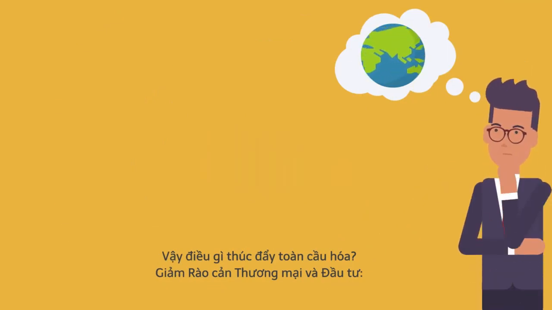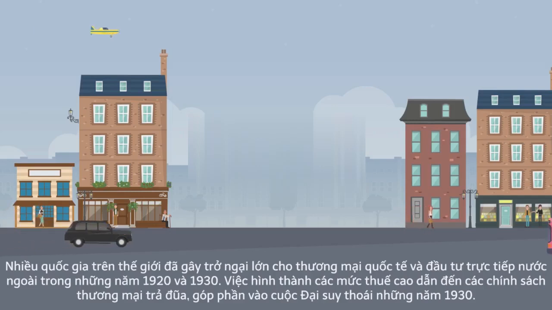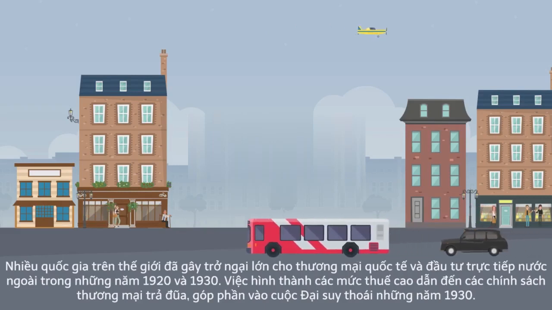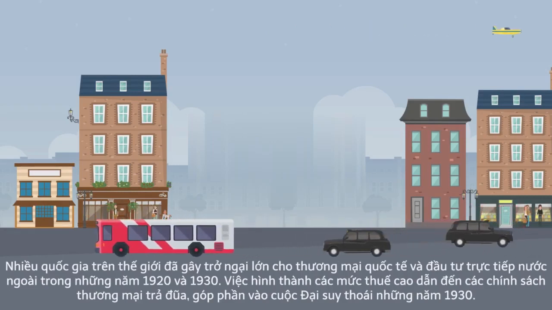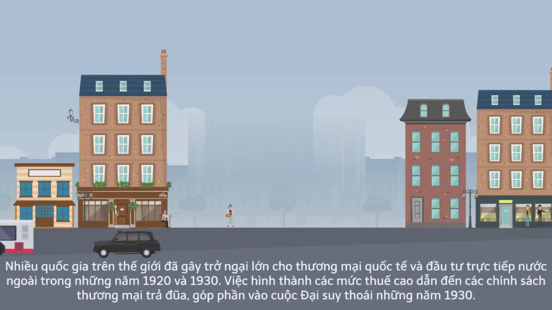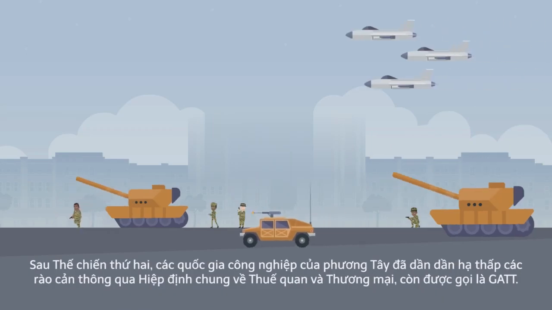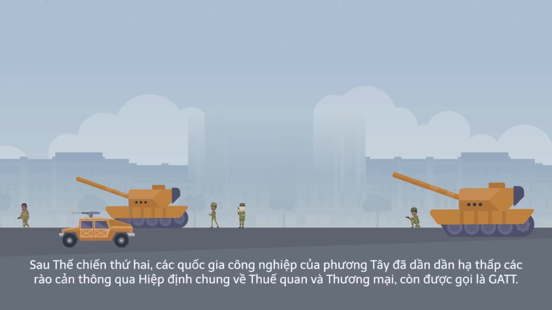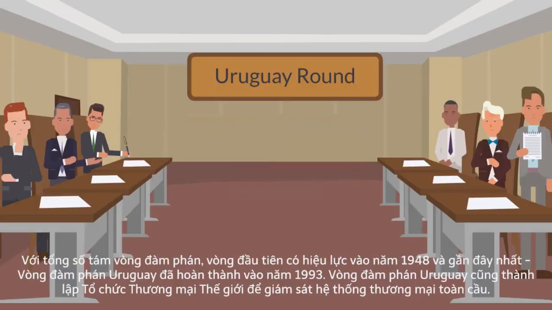Declining trade and investment barriers. Many of the world's nation-states established substantial obstacles to international trade and foreign direct investment during the 1920s and 1930s. The formation of high tariffs resulted in retaliatory trade policies, which contributed to the Great Depression of the 1930s. After World War II, the industrial nations of the West aimed to progressively lower the barriers through the General Agreement on Tariffs and Trade, also known as GATT. With a total of 8 rounds of negotiation, the first went into effect in 1948 and the most recent, the Uruguay Round, was completed in 1993.